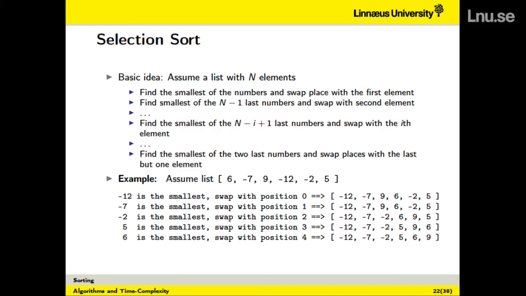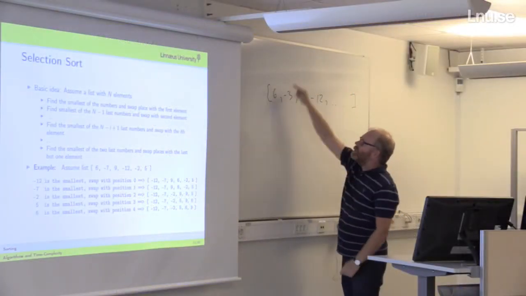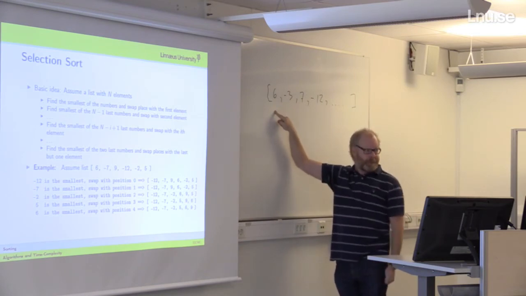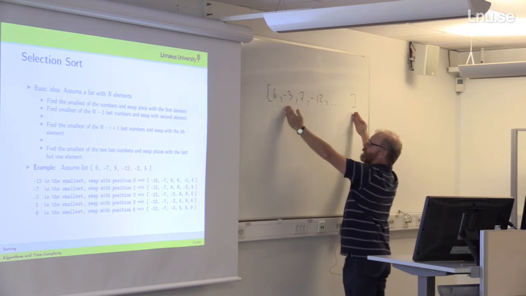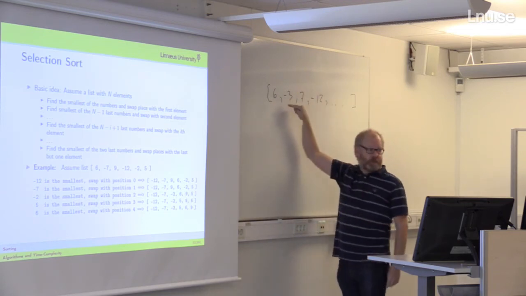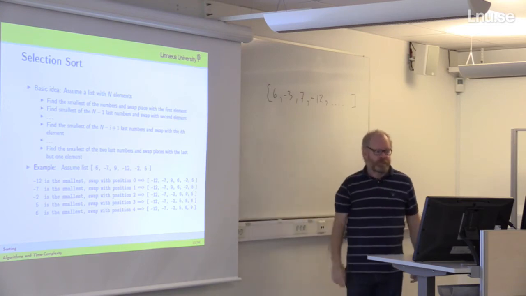Maybe you should come up with it yourself if you were asked to sort something. Assume that we have a list of n elements. Find the smallest of the numbers and swap place with the first element. Find the smallest of the n-1 last elements and swap with the second element. Do you understand the idea? I have my list over here. I start by searching the list for the smallest element and I move it to the first position. I'm done with this one. Then I search the remaining part of the list for the smallest element and I move it to the second position. And I do this all the time.